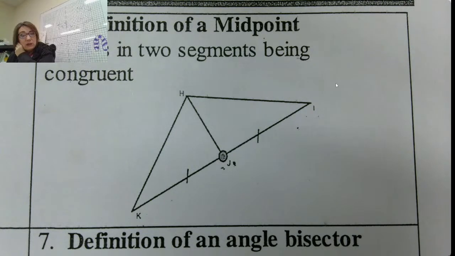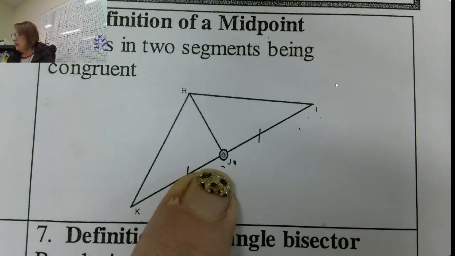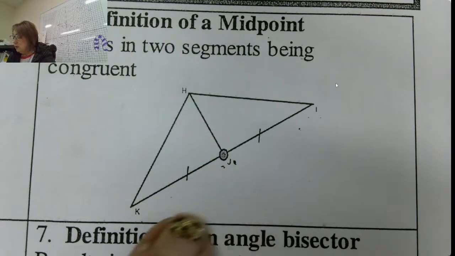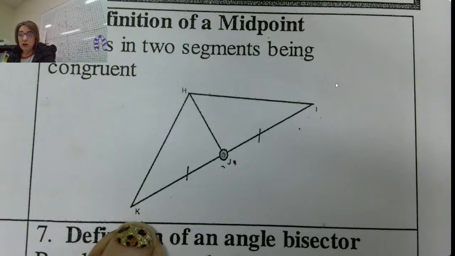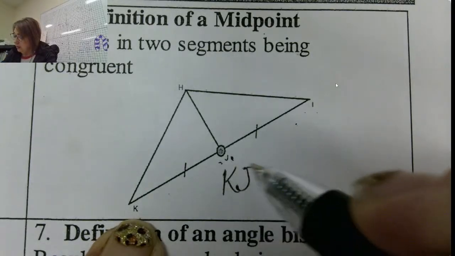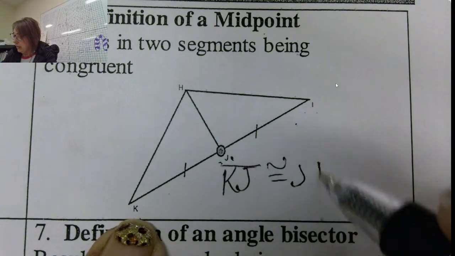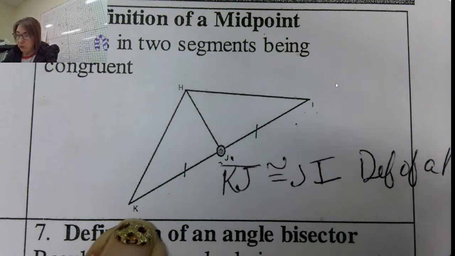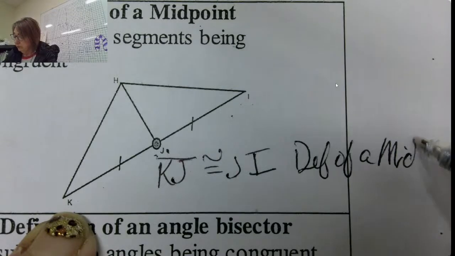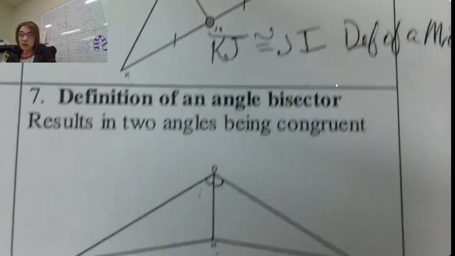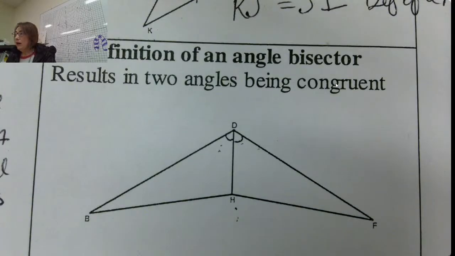Two congruent segments. So if I tell you J is a midpoint, right there. J is a midpoint. What segments are congruent because J is a midpoint? So KJ is congruent to JI because of the definition of a midpoint, right? Y'all with me so far? Okay.